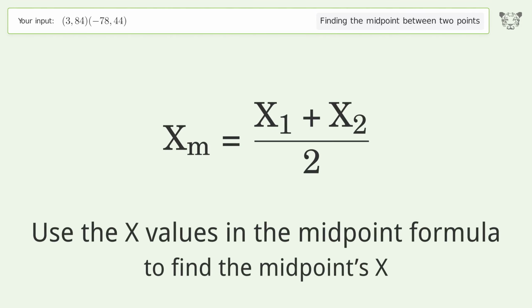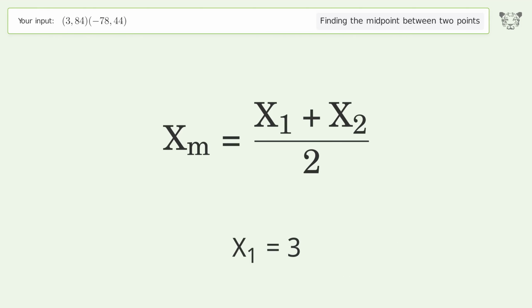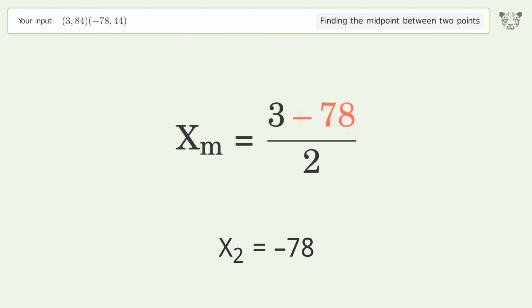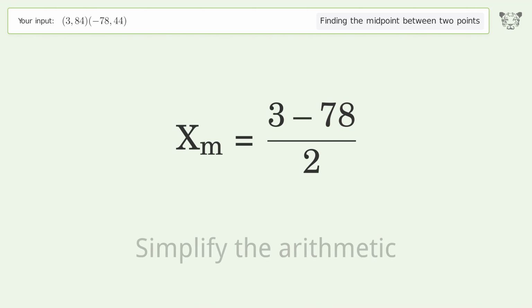Use the x values in the midpoint formula to find the midpoints x. x1 equals 3. x2 equals negative 78. Simplify the arithmetic.